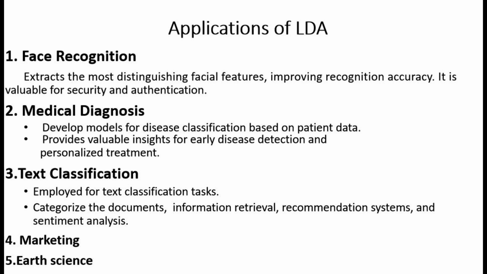In text classification, LDA is employed for text classification tasks. It helps in categorizing documents, such as news articles, customer reviews, or emails, into relevant topics or sentiments. This is also used in information retrieval, recommendation systems, and sentiment analysis. It is also used in marketing and earth science.